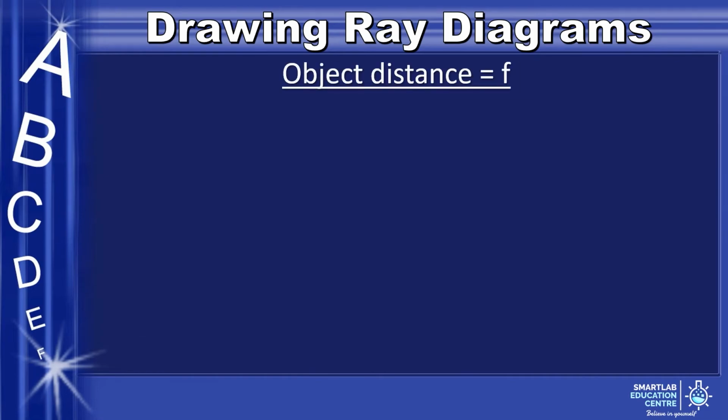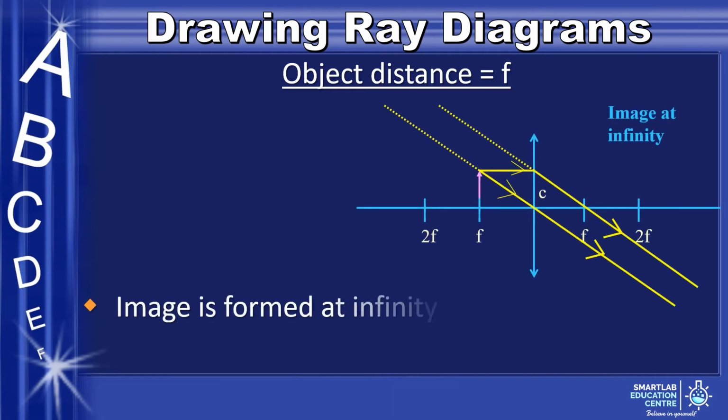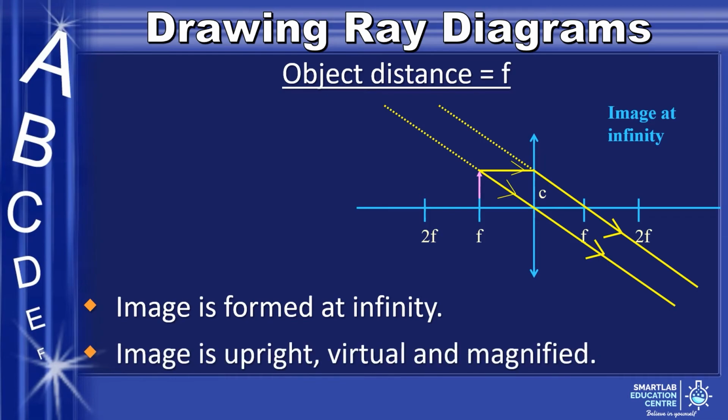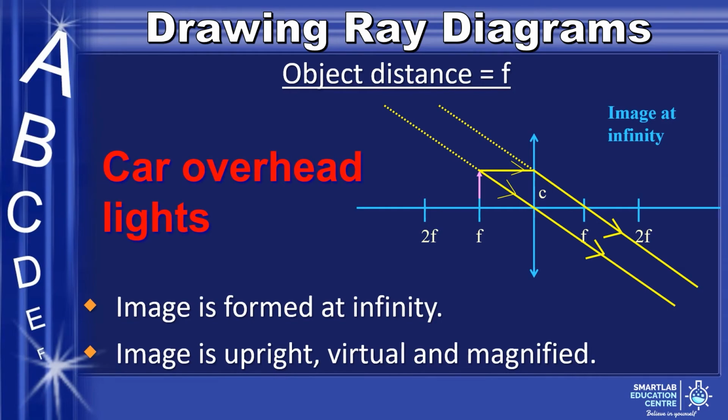Next, the object is a focal distance from the optical center. The image is formed at infinity and it is located on the same side as the object. In fact, the image is upright, virtual, and magnified. One such example includes overhead lights in cars.